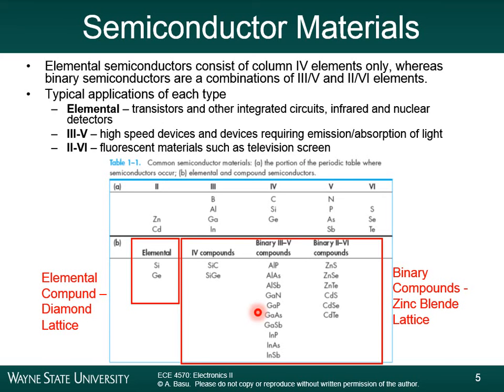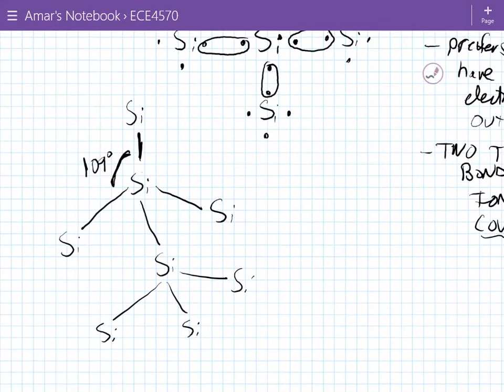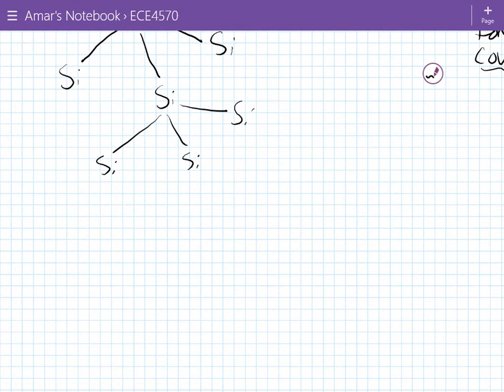So what does a 3-5 material look like in terms of the atomic structure? Well, it can look something like this. Let's say you have arsenide. Arsenide is a column 5 element, so it has 5 electrons in its outer shell. And each arsenide atom is surrounded by 4 gallium atoms. Gallium atoms are column 3 elements.